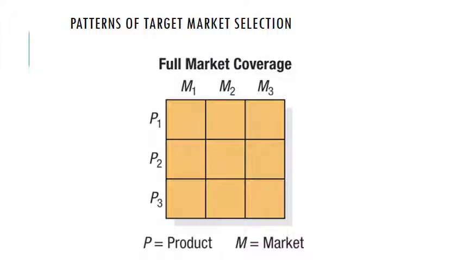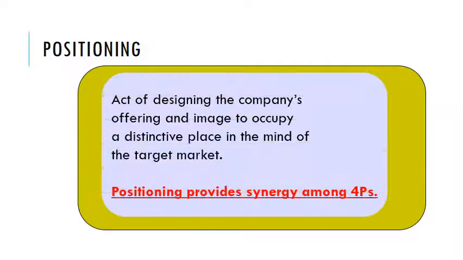In certain cases they go in for the complete market coverage. The next one is positioning. So what is positioning? Now we have learned what is segmentation, how target markets are being chosen, or what is target marketing. The third one is positioning. Once a target market is identified, the next step for the company is to actually place a product which they want into the minds of the consumers in the target market. That particular step is what we call positioning. It is the act of designing the company's offering or product and image to occupy a distinctive place in the mind of the target market. So positioning provides a synergy among the 4 P's. The 4 P's have to be looked upon such that this kind of positioning can be done in the minds of the consumers.